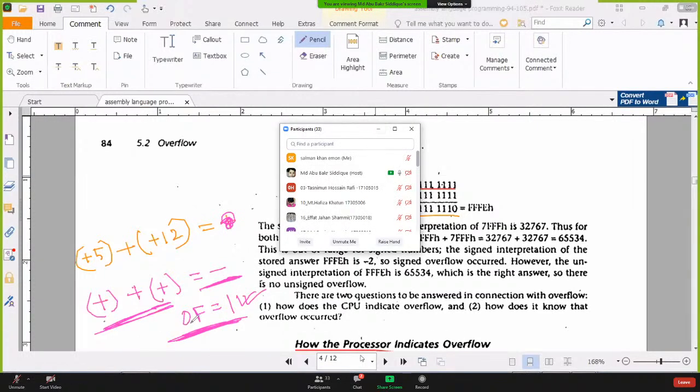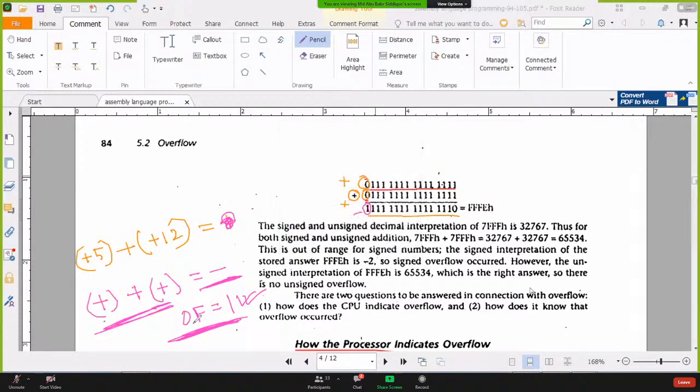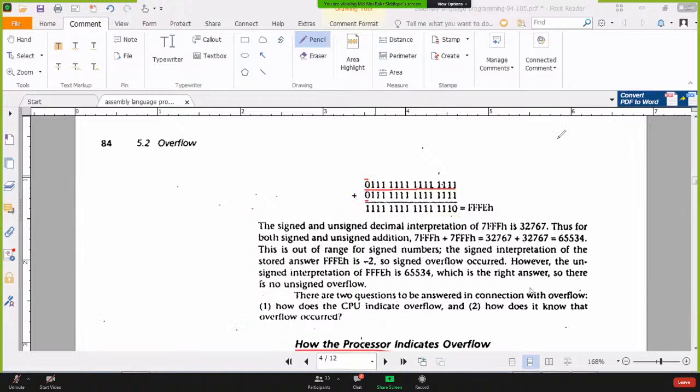We have signed overflow because we are adding two positive numbers and we are getting a negative number. That does not seem normal. So there is signed overflow, and the overflow flag will definitely become 1. This is the kind of trick we'll learn in this section. Let's go there.